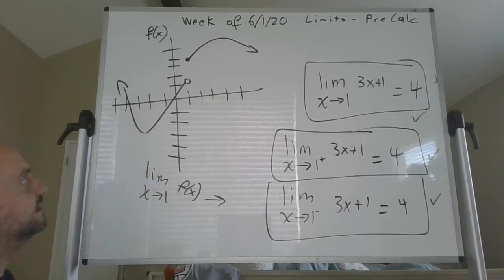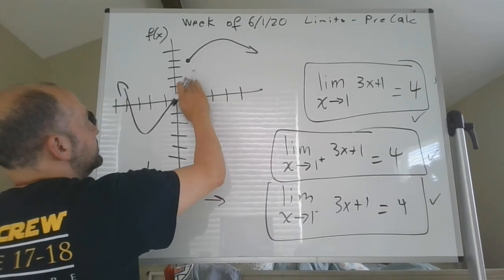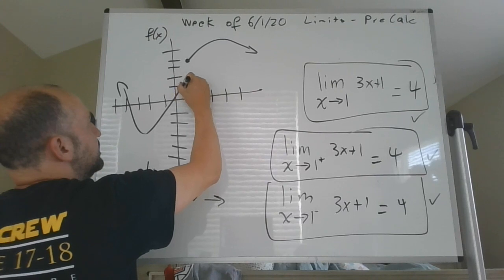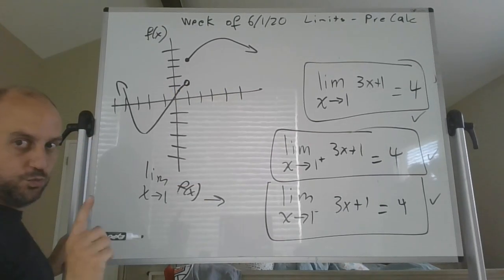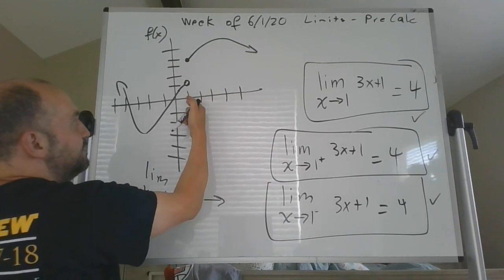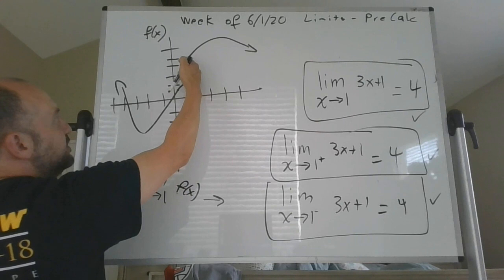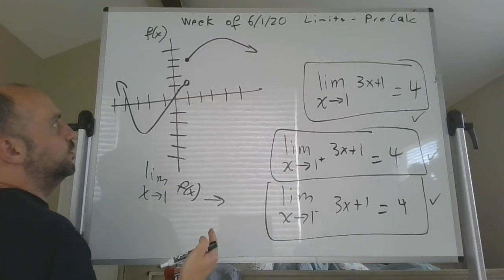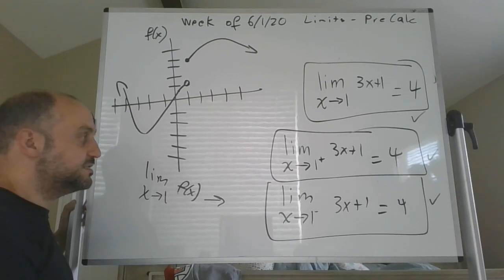Now here's the interesting thing. As x approaches 1, let me make this a little more clear. As x approaches 1, here, you may be saying, oh, that's simple, that's a 1. Oh, wait a minute. But up here, it's a 4. So which one is it? Is it a 1 or is it a 4? It seems kind of confusing, okay?